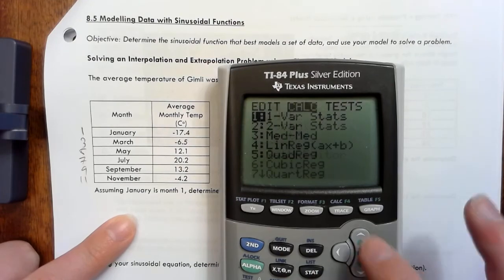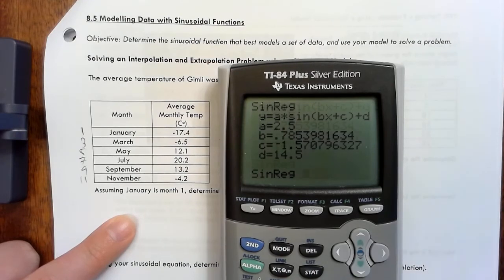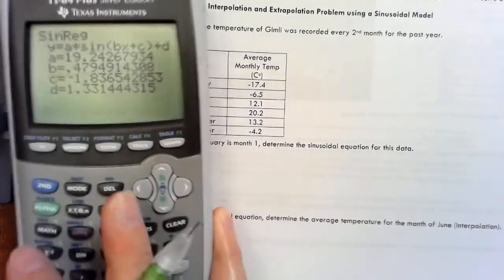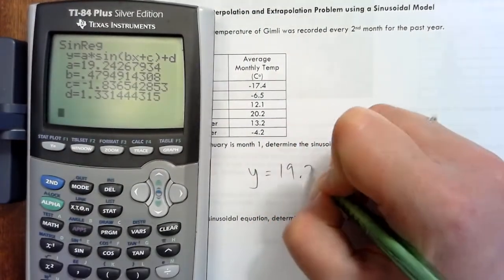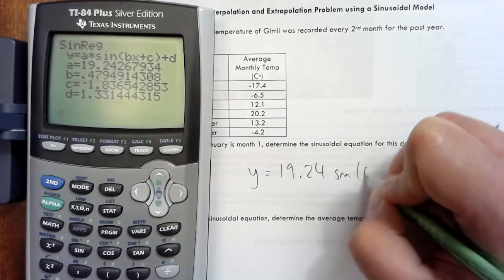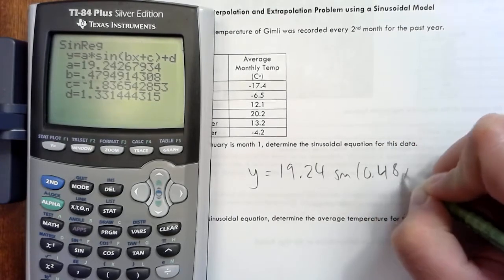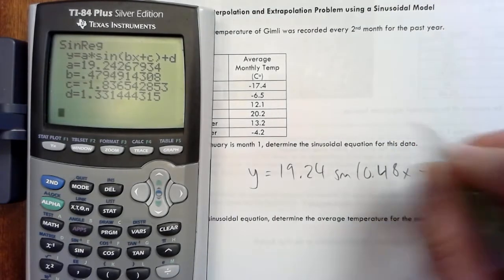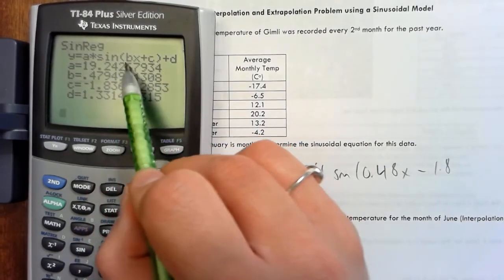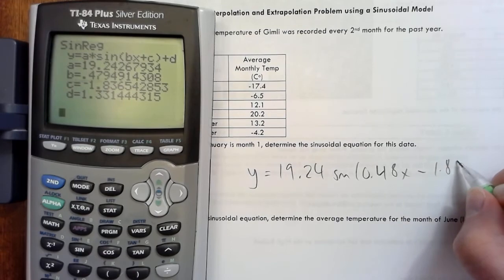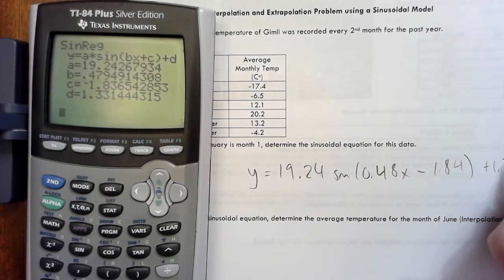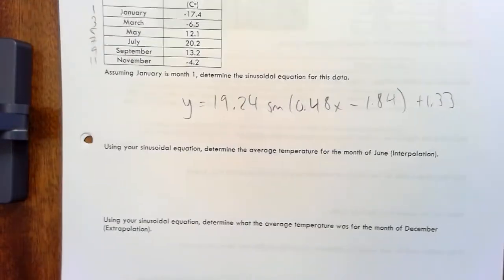Find the sinusoidal equation. We're going to stat, over to calc, find that sine reg, hit enter, write her down. Round it to 2 decimal places. I'm just going to write it down the way they have it stated up here. So that's where my brackets are. That's where I'm going to put my brackets. Basically just copying it down. I have an equation. Great.